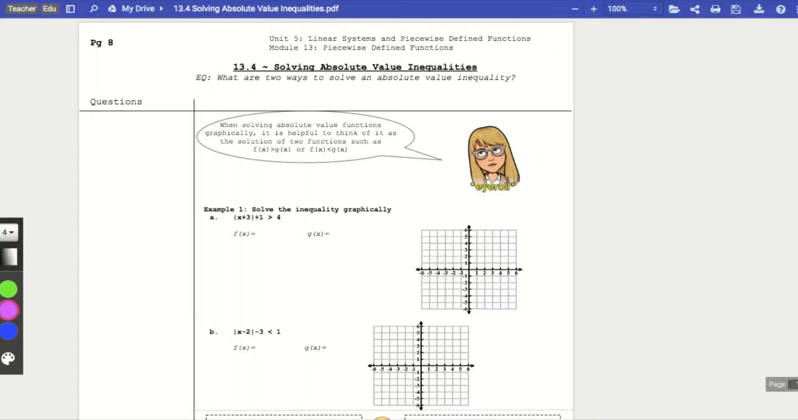Value inequalities, which is similar to solving absolute value functions and inequalities, which we're both pretty good at. So we're going to look at two different ways to solve an absolute value inequality. One of them is graphically, and one of them is using the number line. When we are solving absolute value functions graphically, we're going to want to use the shift method.